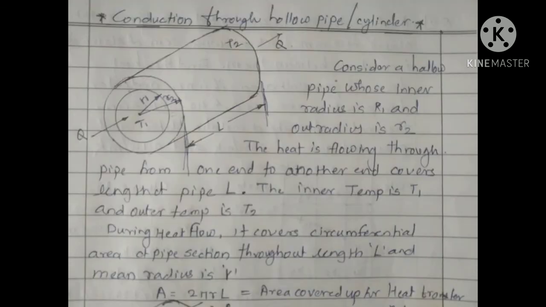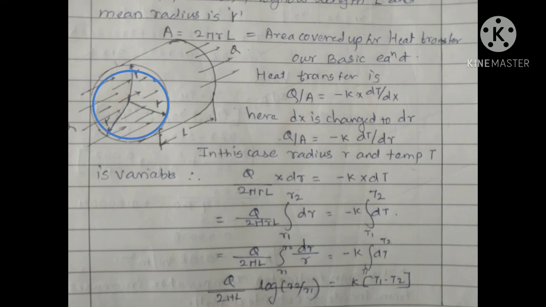Now consider a hollow pipe which has an inner radius R1 and outer radius R2, and the length of that pipe section is L. That pipe section carries a hot fluid in such a way that the inside temperature of the pipe is T1 and the outermost temperature of the pipe is T2. As I told you, the heat flow through this pipe is along the circumference of the section of the pipe. Hence, in this case, we can consider the area as 2 pi r L instead of the cross-sectional area. Look at the diagram. This shows how heat is transferred circumferentially.